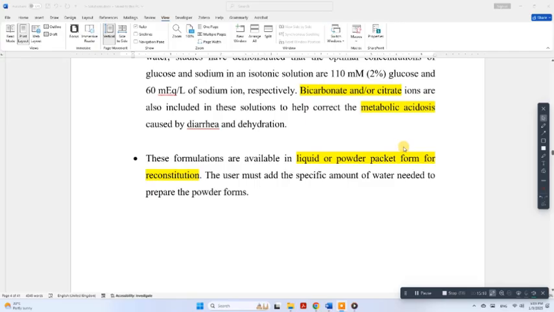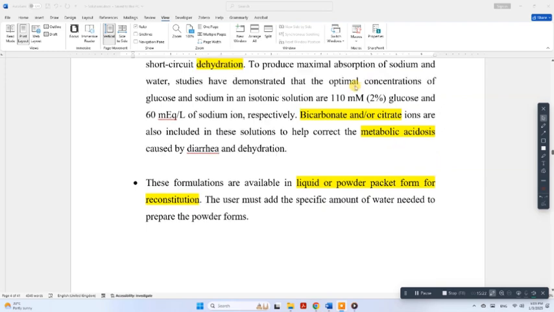Usually, the concentration of glucose in the solution will be 2%. The sodium ion will be available in the solution at 60 milliequivalent per liter. This is another way of expressing concentration, equivalent per liter or per ml or whatever. This is a type of concentration. We also have molarity and millimolarity. I'm sure you have encountered these units before. So, this is a way to express concentration.